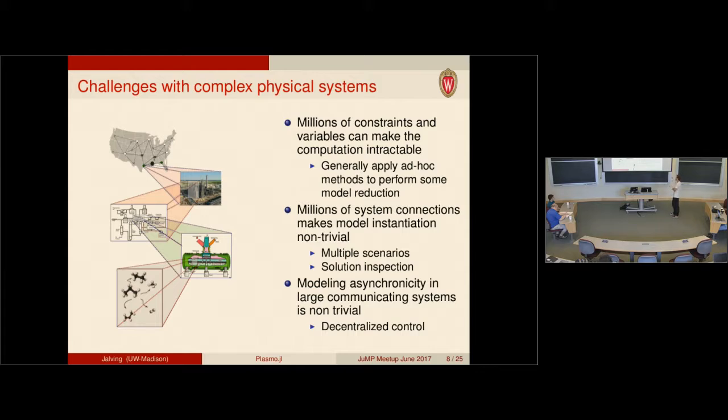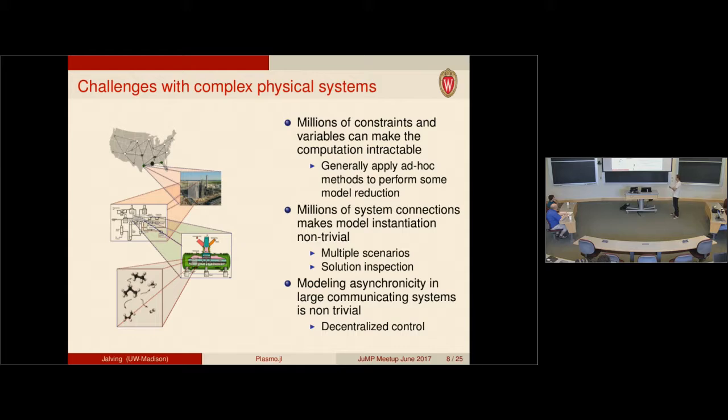Of course, just the number of connections within the models and the systems themselves makes the model instantiation very non-trivial. In the case of stochastic programs, what should my scenarios be, how many scenarios, how do I even really look at the solution to my optimization problem once I solve it when the system is this complicated.